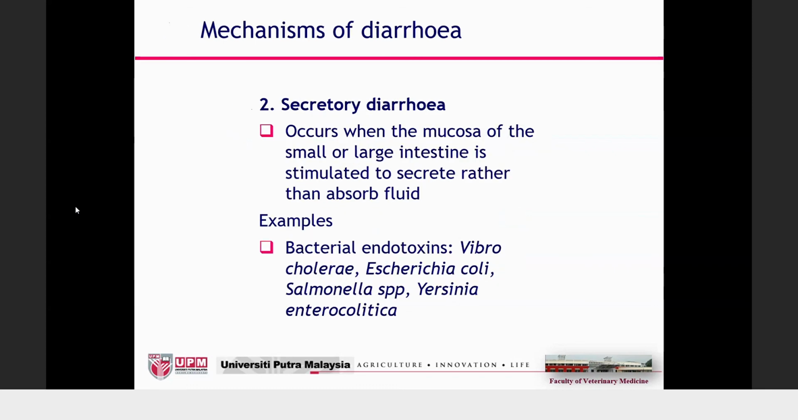And we have secretory diarrhea. This secretory diarrhea mainly occurs when the mucosa of the large or small intestine secretes rather than absorbs. That is a result of endotoxin, for example from Vibrio cholerae, E. coli, Salmonella. They stimulate the intestine to secrete rather than to absorb. That's why we call it secretory diarrhea. The example is important because, as I mentioned earlier, only this type of organism, for example bacteria, could produce endotoxin, leading to secretory diarrhea.